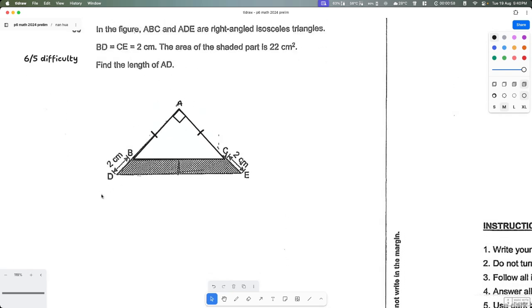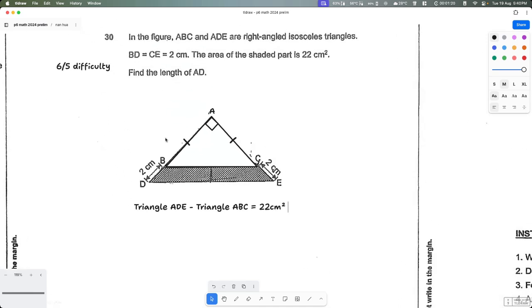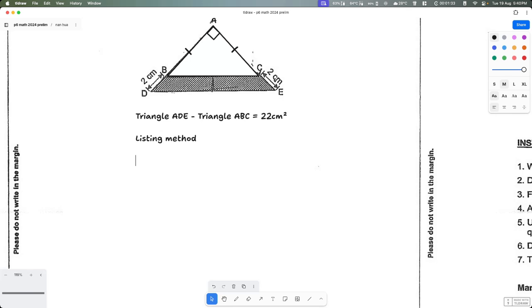So in essence, we know that triangle ADE minus triangle ABC is equal to 22 centimeter square. To do this in a more proper way, it will require you to learn a bit about the secondary school syllabus, but I'm not going to do that. So we have to do it by the listing method. In a way, it's like a pattern method kind of thing. So first we will just list.